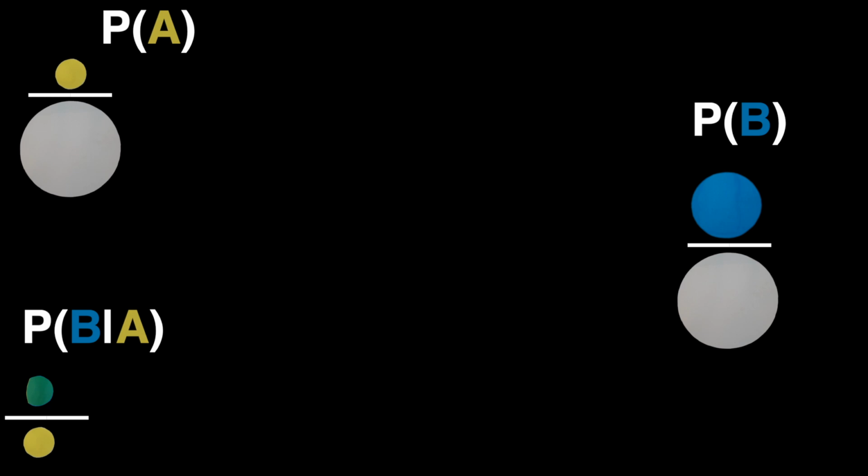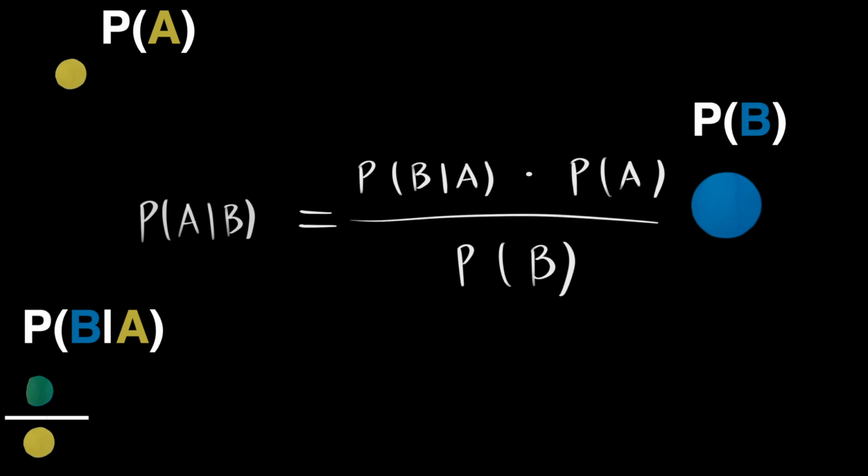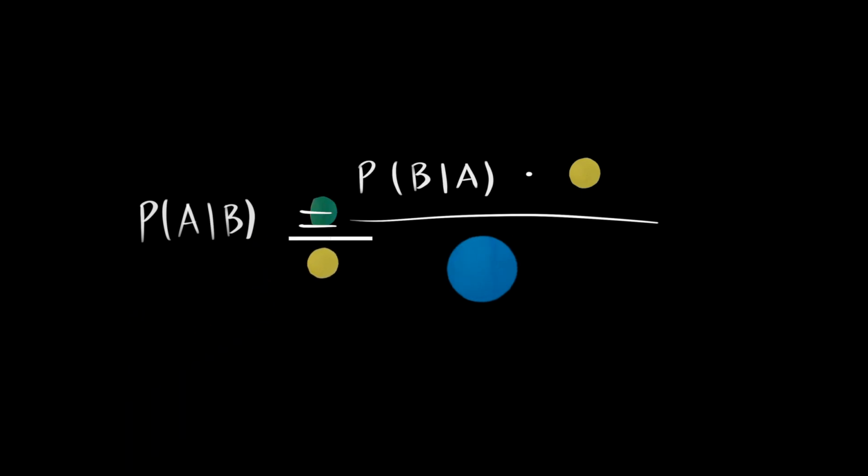Next, if we assume that the universe is equivalent to 1, then we can remove the denominators on these base rates. So, let's pull up the equation and replace some letters with pictures. The probability of A is this yellow circle. The probability of B is this blue circle. The probability of B given A is this fraction here. And all that leaves us with is the left-hand side of the equation, the probability of A given B.